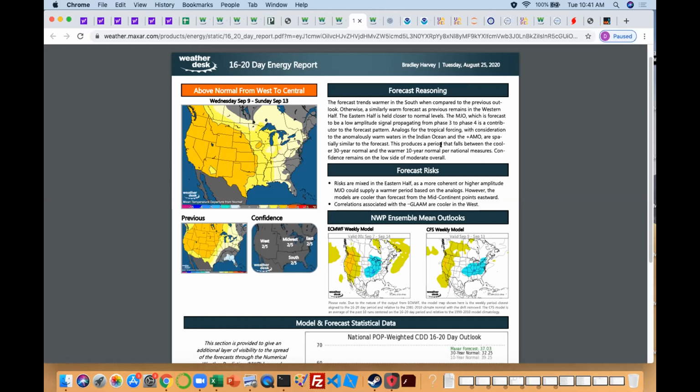This produces a period that falls between the cooler 30-year and the warmer 10-year. So from a temperature standpoint, it did fall within the 30 and 10-year. And I know this is something we talk about ad nauseum, the fact that sometimes you're right for the wrong reasons, or you're kind of right in terms of a number for the wrong reasons. Sometimes it's better to be lucky than to be good. And maybe this is the case, right? The number, not too bad, arguably, but the spatial pattern was a tough one.